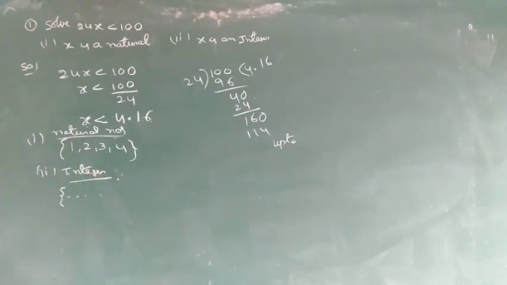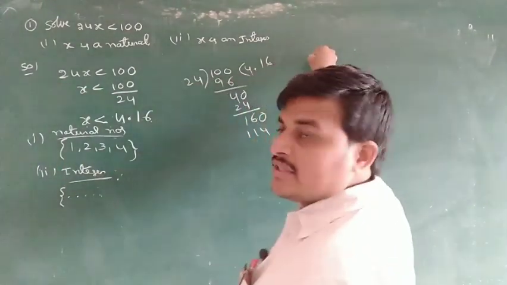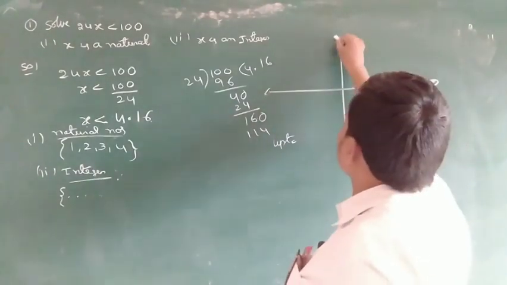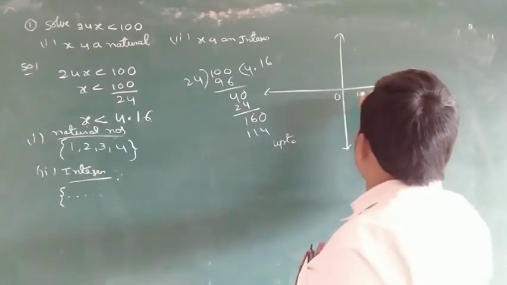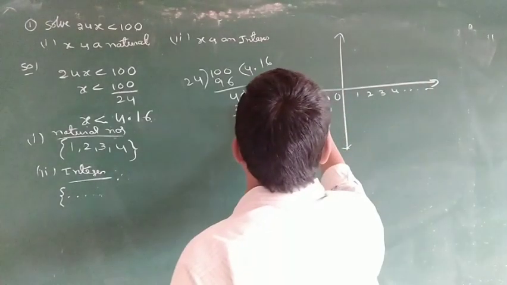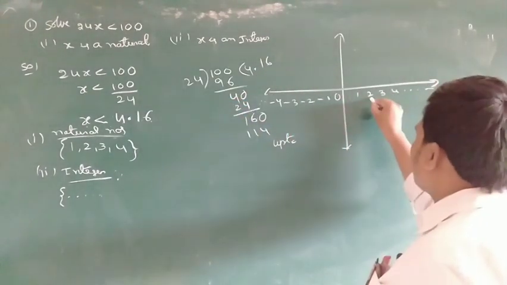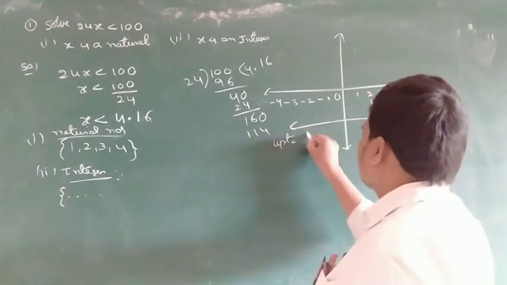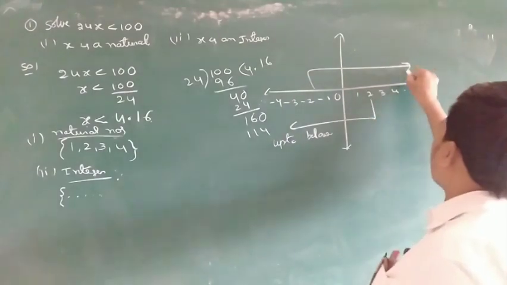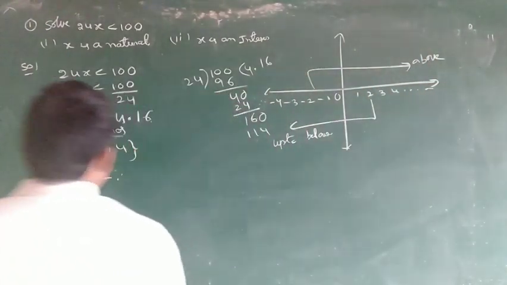Observe the real line. This is 0, 1, 2, 3, 4 and so on, and minus 1, minus 2, minus 3, minus 4 and so on. Below means right to left. Above means left to right.